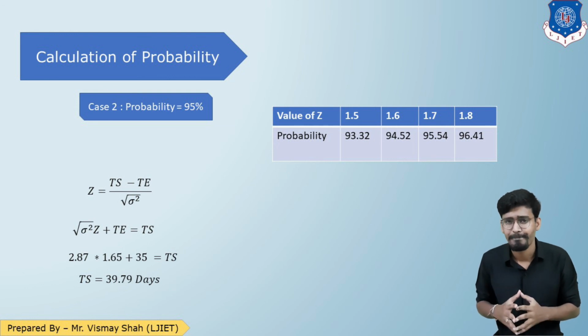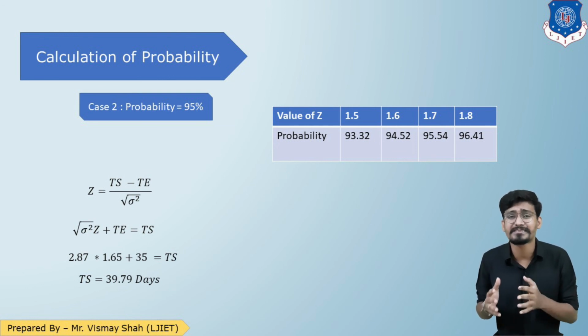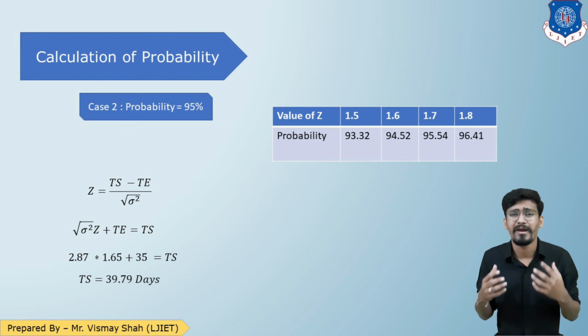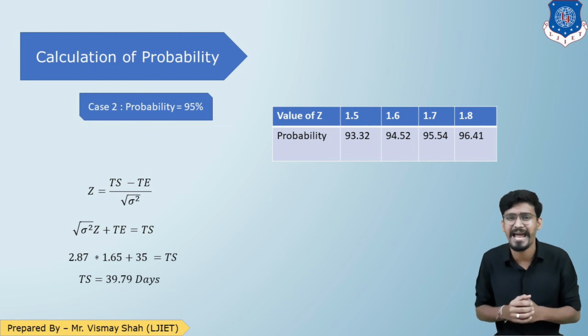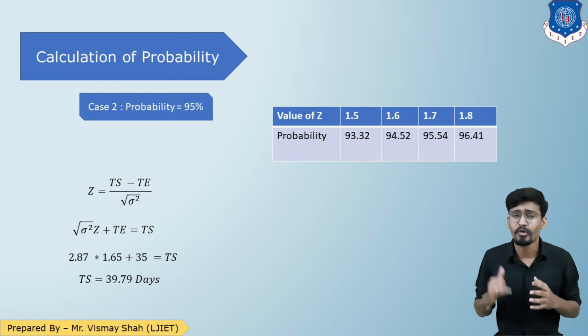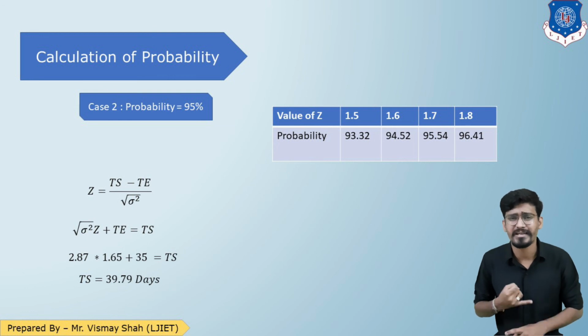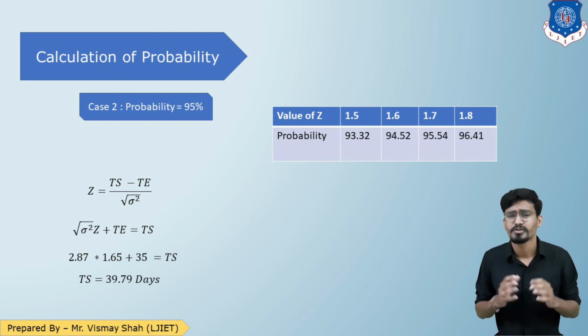That is our formula. Now 95% is the probability, and we need to find Z. Recalling that table and doing interpolation, we get the value of Z as 1.64, or 1.65. So put that value in. We have under root sigma square, and we have TE. So we get the value of TS as 39.74 days. We can round it off to 40 days. So students, that is our answer to question number 3.